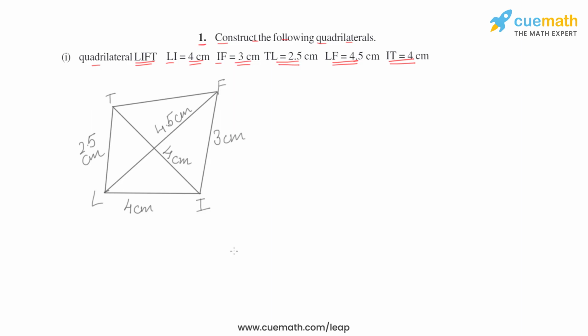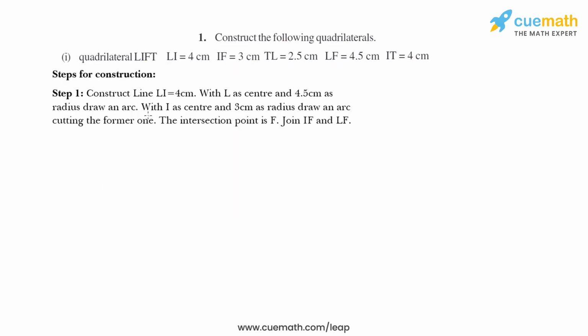It means we will construct two triangles, triangle LIT and LIF. As we did in the first question of last exercise, we have to check whether triangles are possible. So for that we will check whether the sum of two sides is greater than the third side and the difference of two sides is less than the third side. It works here, so we can go ahead with the constructions.